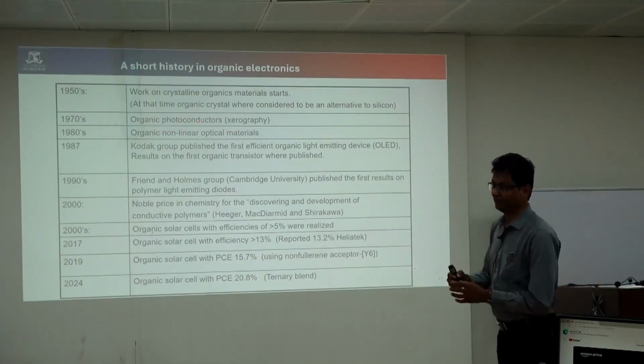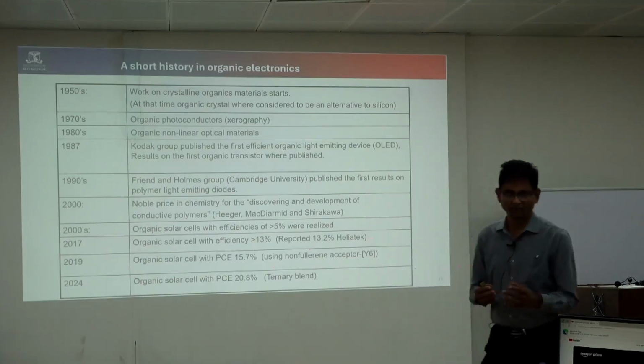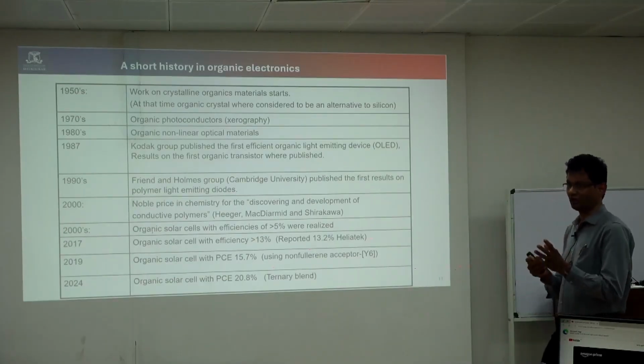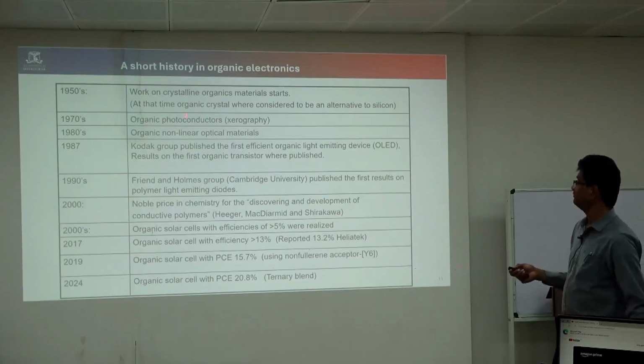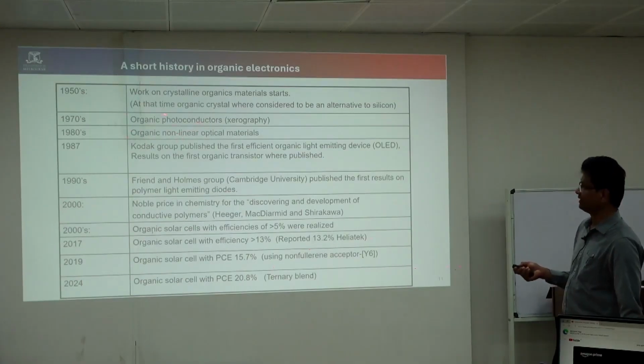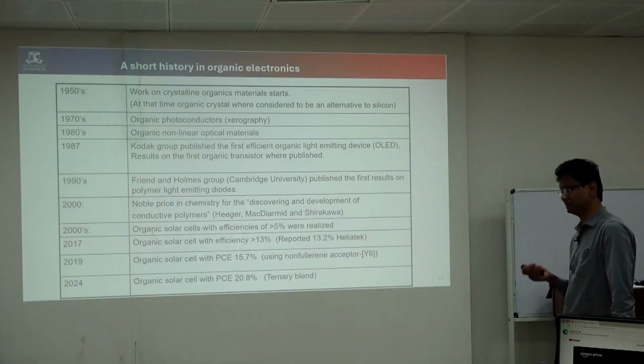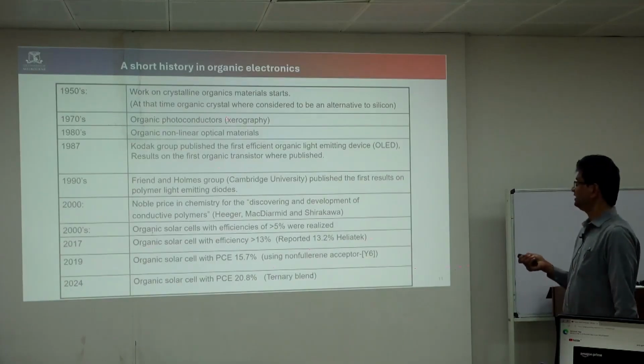Kodak is a famous company. We may not know that we had the Kodak camera in previous days, and all the photographic film. They worked on organic photoconductors, and at that time, in 1977, one scientist from Japan, Shirakawa, found that polyacetylene is one of the conducting materials.